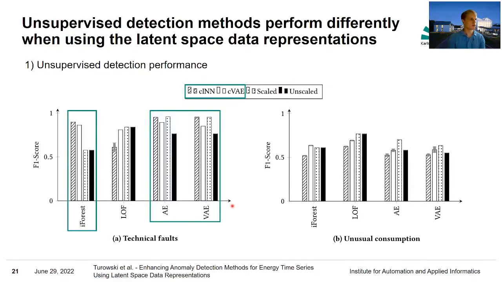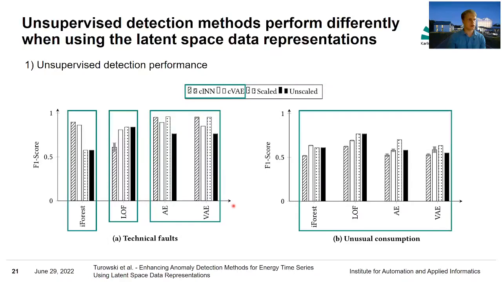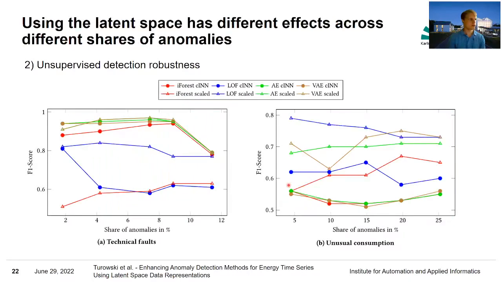And looking at the unusual consumption anomalies, we see that the F1 score of the latent space data representations are similar or lower. When considering the robustness of the unsupervised detection methods, we again use different shares of inserted anomalies, and for the technical faults, so again we compare the dots with the triangles, so the latent space data representation created by the CINN against the scaled data representation.